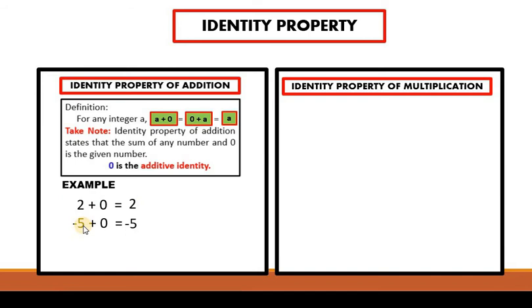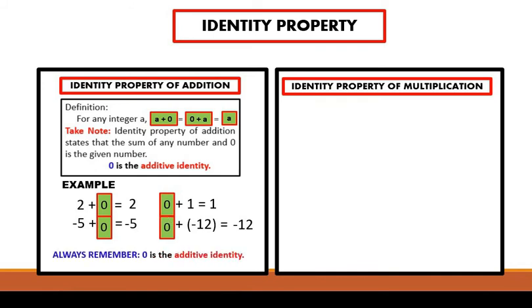Kung ano in-add mo kay 0, which is negative 5, the answer is negative 5. That is called identity property. Okay? So, any number added by 0, the answer is the number that you add from 0. Okay? So, paano naman siya sa multiplication? Hindi sila parehas. Hindi 0 pagdating sa multiplication, ha? Sa addition lang yung 0 na identity.